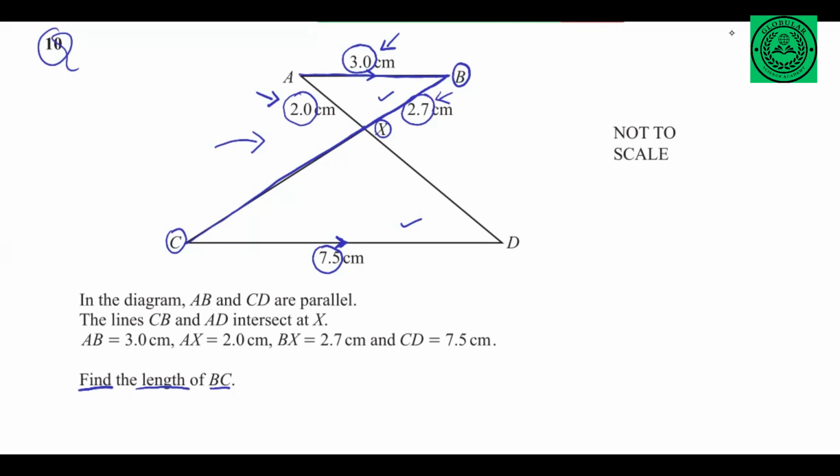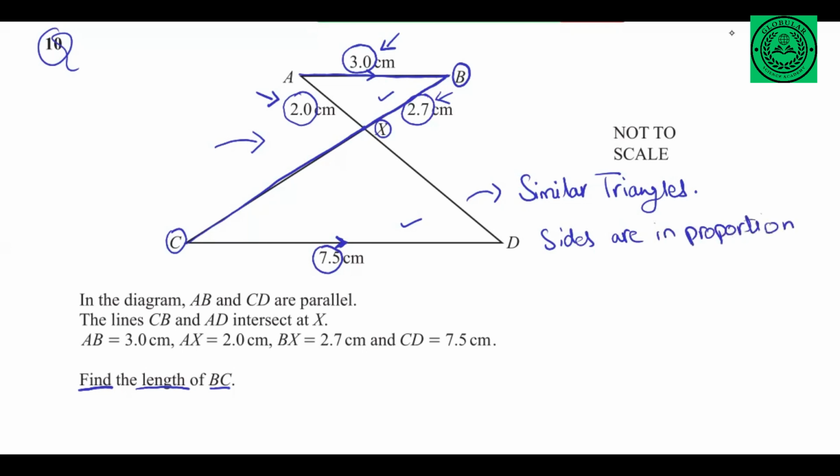So how are we going to do it? Because this is a case of similar figures, and since the figures here are triangles, we have a case of similar triangles. We have already learned about similar triangles that the sides of similar triangles are in proportion. We are all very familiar with the word proportion. Now let us see the sides of these 2 triangles.